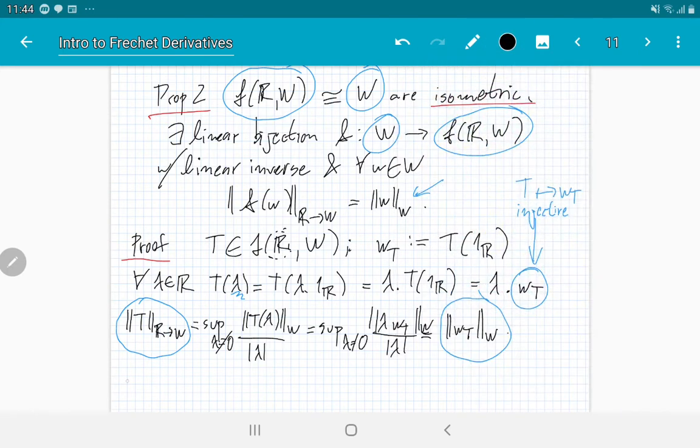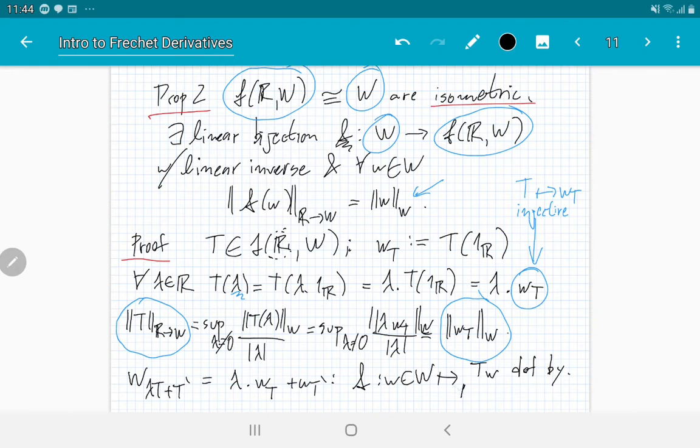And in fact, you can show it's a linear map. So if you look at the vector corresponding to lambda T plus T prime, you just have to check it. It's an exercise. This is equal to lambda times w(T) plus w(T prime). So it's a linear transformation. And the inverse that I mentioned above is the inverse of this map. So it maps a w to a transformation I'm going to call T_w, defined by T_w(lambda) equal to lambda times w for lambda in R.